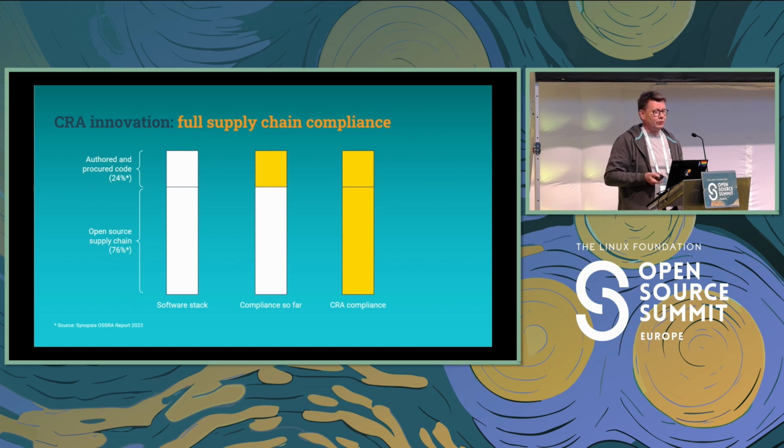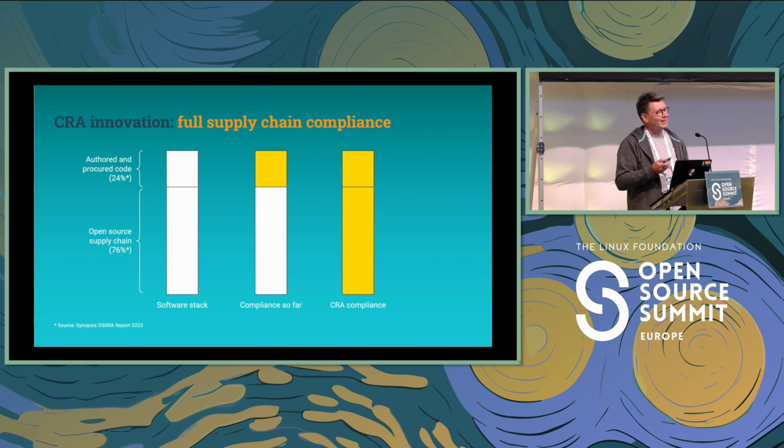So what can be considered as a sort of an innovation? I think that's a nice choice of word. This is not my slide. It's a Synopsys report, but still yes. So as we know, majority of the code today is open source. And so far compliance has been geared towards the sort of own code, the proprietary code. And now the CRA is kind of putting the open source also into the limelight. So that's a new way of thinking, new way of considering the open source, is also necessary for all of us.